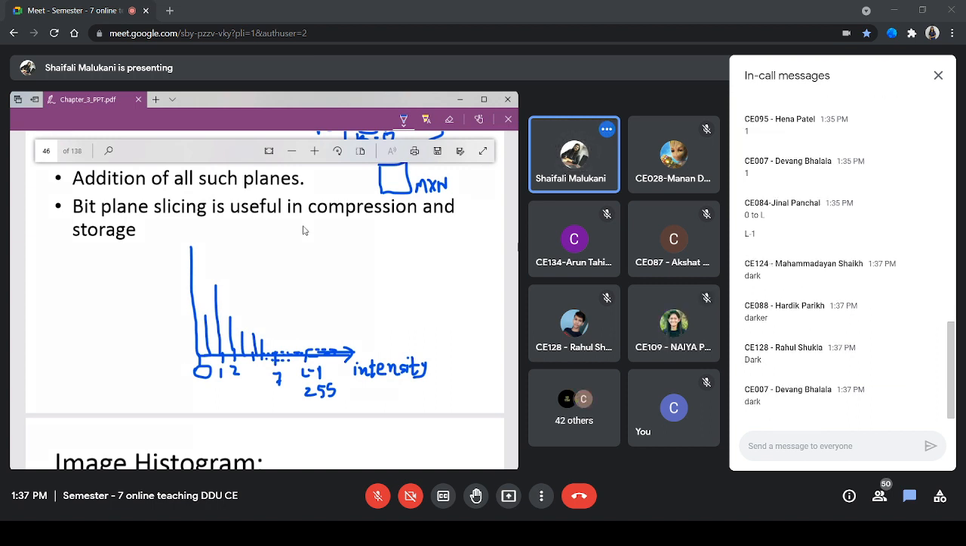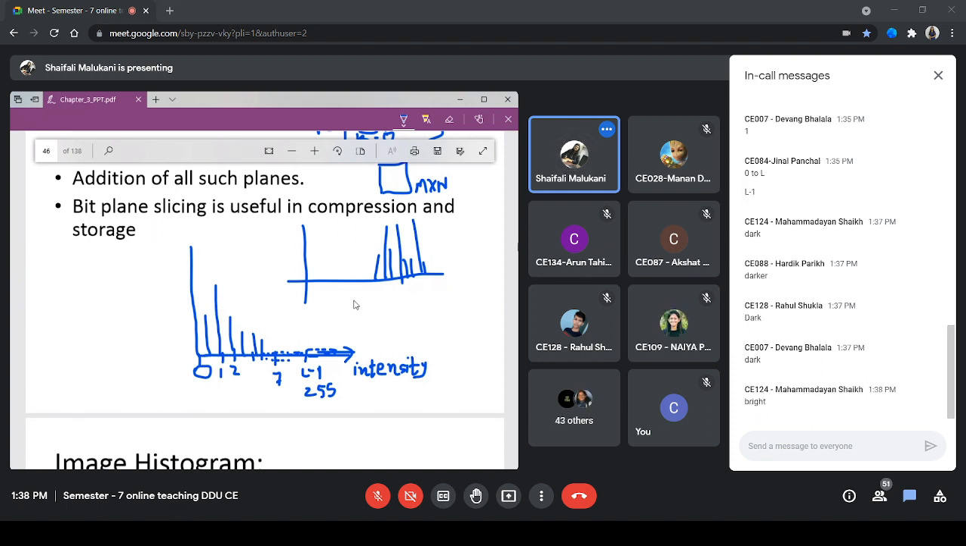In the same way, if I take a histogram like this, what is your take? Is it a dark or bright image? Bright image, right? Now you may say that to decide whether an image is dark or bright, we don't need a histogram. We can just look at it and decide. And why do we need to decide whether it is dark or bright?